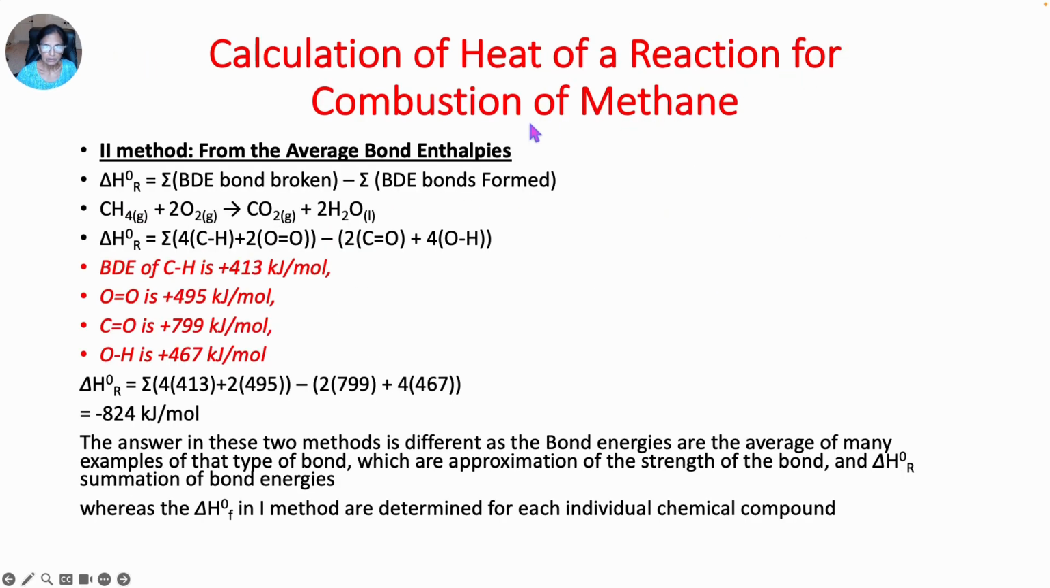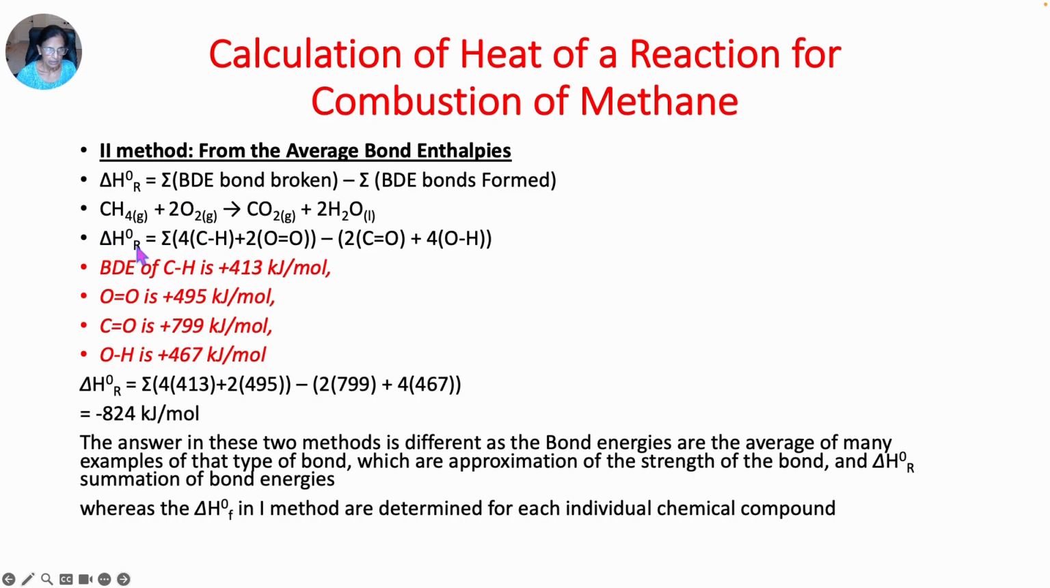Calculation of the heat of a reaction for the same combustion of methane by the second method, that is from the average bond enthalpies. The very word average shows that bond enthalpies are always average values. Delta H0R is equal to the sum total of bond dissociation energies of bonds broken minus the sum total of bond dissociation energies of bonds formed. Now let's see what are the bonds broken and what are the bonds formed. Methane undergoing combustion plus 2O2 gas giving carbon dioxide gas plus 2H2O liquid. For this reaction, what are the bonds broken?